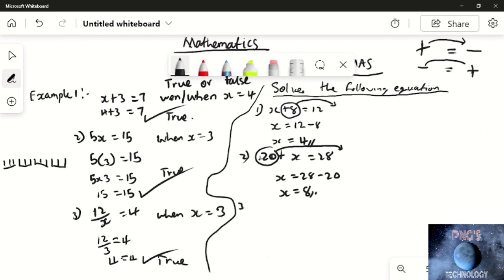So question 3. x minus 3 equals 8. So this minus 3 will go over through the equality sign. So minus changes to plus. So now x equals 8 plus 3. So 8 plus 3 gives us 11. So x equals 11.